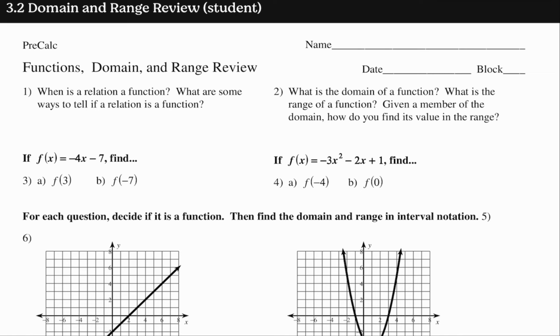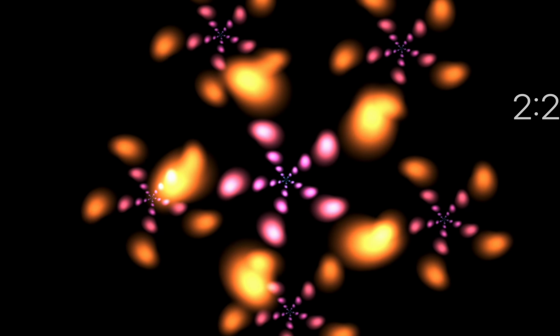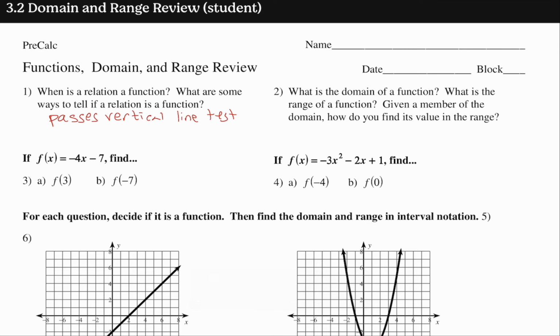So number 1 says, when is a relation a function? You can say for the graph that it passes the vertical line test. But you can also say that each x is paired up exactly once. So that's a good way to put it.